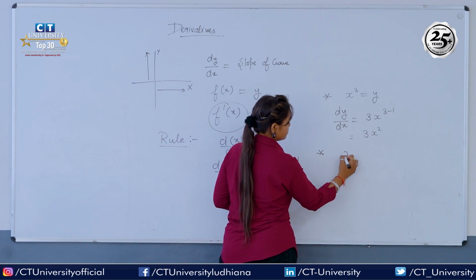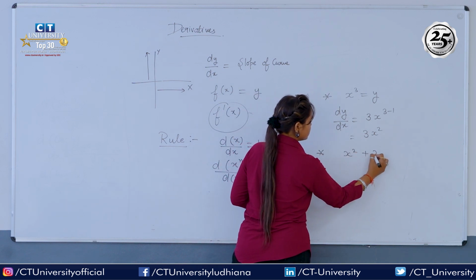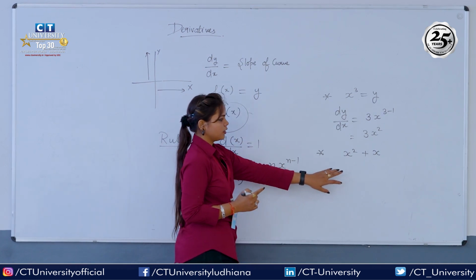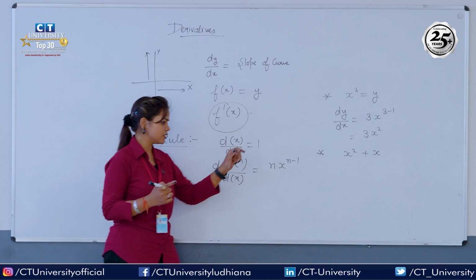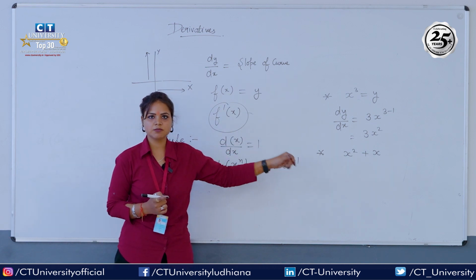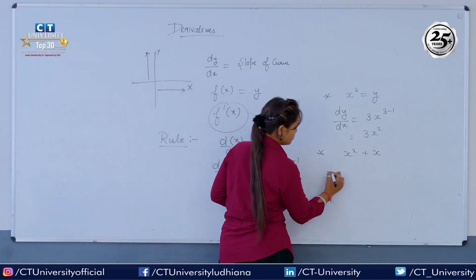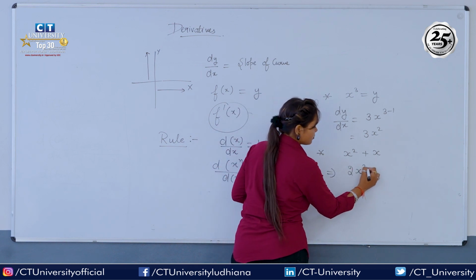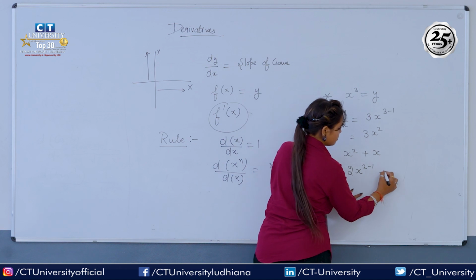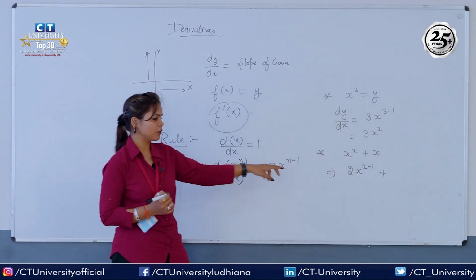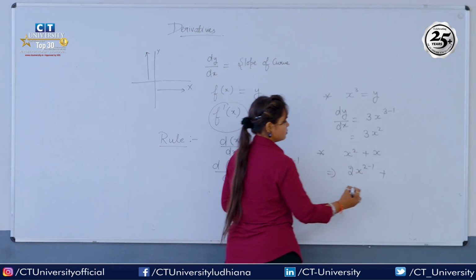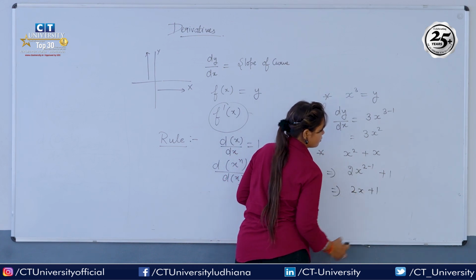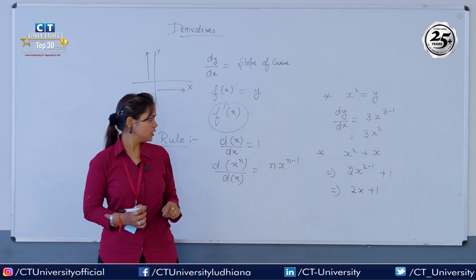The second example, x square plus x. This is another example. The derivative of x square, by using the second rule, and the derivative of x, by using the first rule, is equal to 2x, with 1 subtracted from the power, plus the derivative of x with respect to x, which is equal to 1. So 2x plus 1. Now the next example.